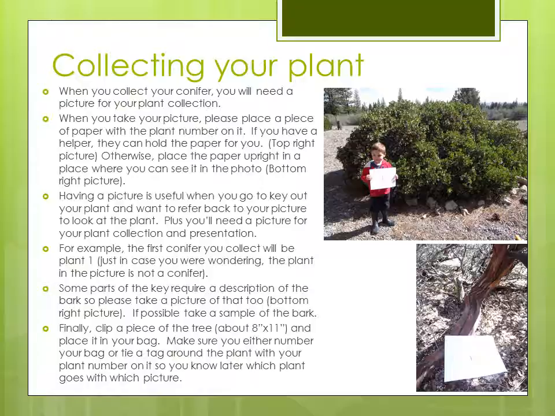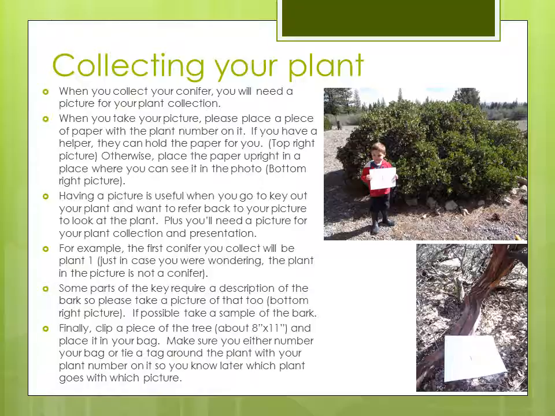For example, the first conifer that you collect is going to be plant number 1. The second conifer you collect will be plant number 2. In case you're wondering, this plant in the picture is not a conifer, but I'm just trying to illustrate the idea of putting the piece of paper with a number on it for your collection. And then each plant that you collect after that, you'll just number them in order: 1, 2, 3, 4, 5, 6, 7, 8, 9, 10.